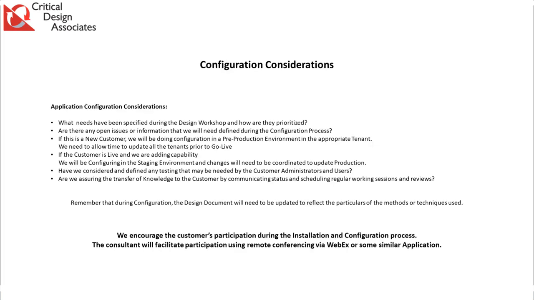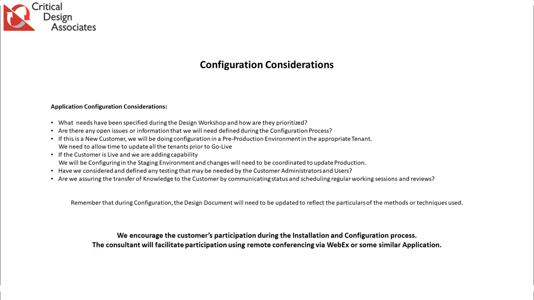Once the servers are installed, we'll be taking care of configuration, but some considerations need to have been made with the configuration. First off, what are the needs that have been specified in the design document that came from the design workshop, and how are they prioritized? Sometimes we have a limited amount of time and we have to act on the priorities. We won't get everything done, but we want to get the system up to the point where it is fully functional for the customer. Do we have any open issues or information that we need to get? Maybe they haven't quite finished the reference data, they're still figuring it out, but we need to get that before we can finish the configuration.